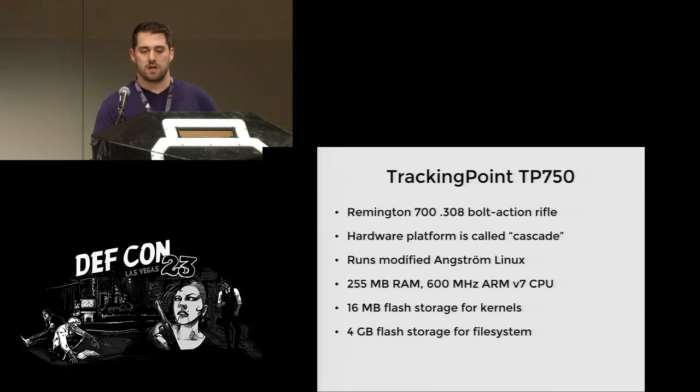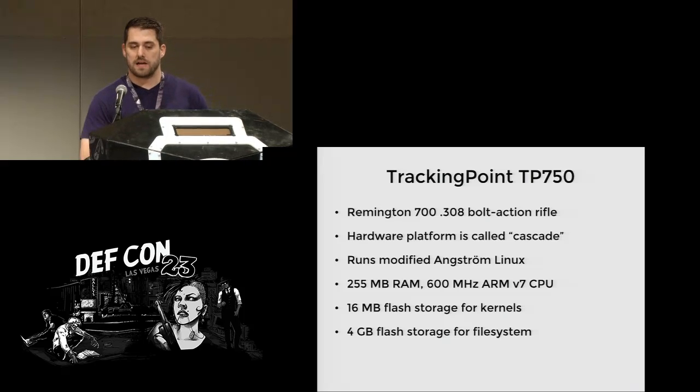The hardware itself is running a modified version of Angstrom Linux, the same distro that used to come with the BeagleBone Blacks. The hardware itself is also very similar to a BeagleBone Black. So it's a 256 MB RAM, 600 megahertz ARM CPU. There's 16 MB flash storage that holds Linux kernels. Then there's a 4 GB flash chip that holds the file system.